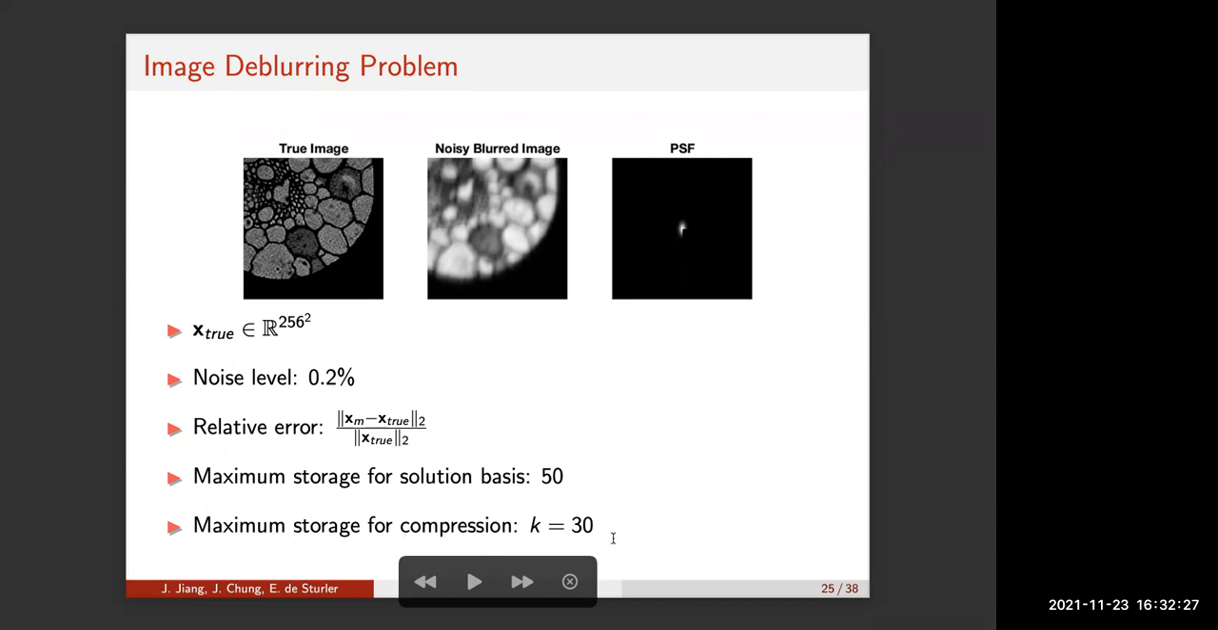Because it's hard for us to set up a tolerance for the compression strategies, here we have to reduce the columns of the VM to a certain number. Otherwise, this algorithm will not keep going. So we have to compress the VM, reducing the number of columns to at most 30. So we have to remove at least 20 columns here for this problem.